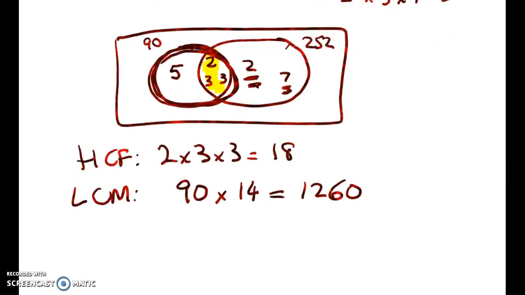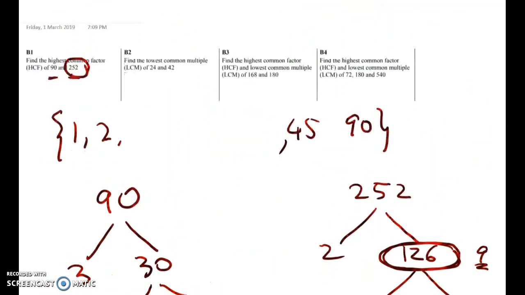Using number strategies from primary, I'm doing that as 900 plus 4 9s are 36. So 4 90s are 360. So you can use one of those. Okay, so that's your highest common factor of that one and your LCM of that one. Let's look at the next question.